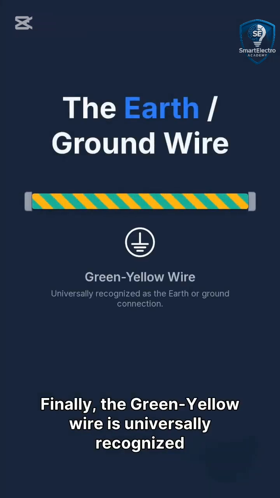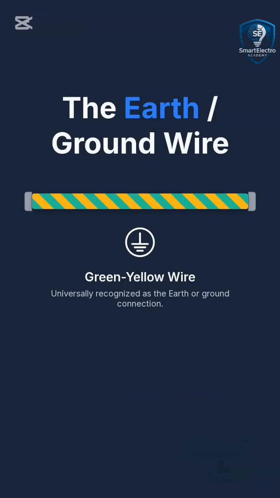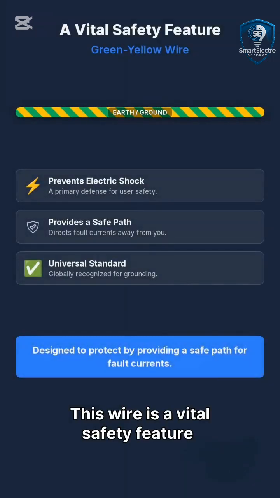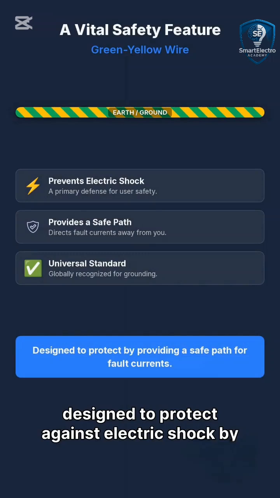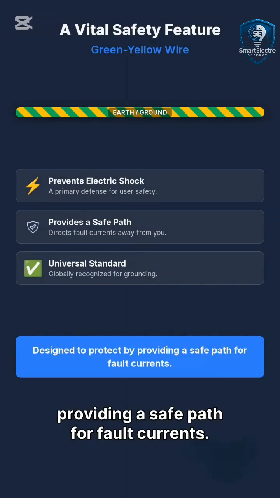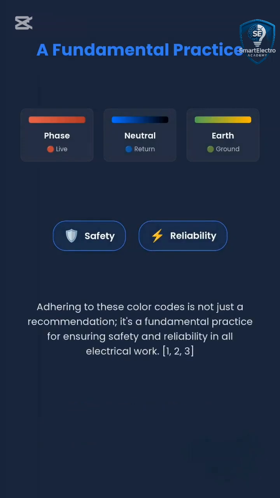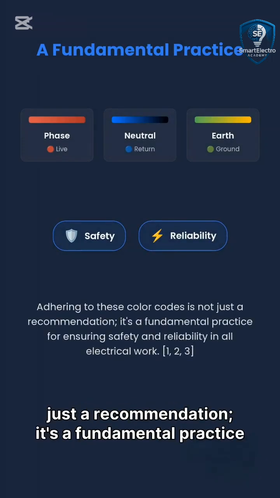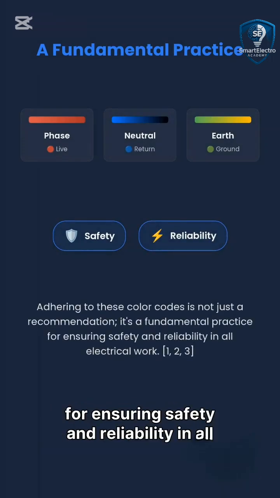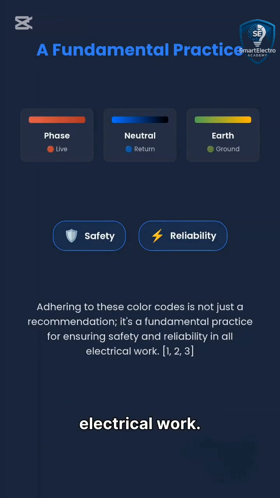Finally, the green-yellow wire is universally recognized as the earth or ground connection. This wire is a vital safety feature designed to protect against electric shock by providing a safe path for fault currents. Adhering to these color codes is not just a recommendation. It's a fundamental practice for ensuring safety and reliability in all electrical work.